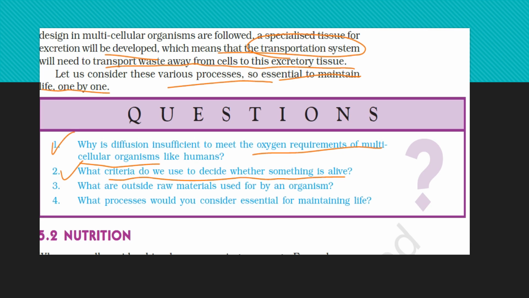Movement, but not in all cases. So just go through the above description that I have told and write related to that only. So what are the outside raw materials used for any organism? Outside raw materials means we need food from outside. That is, nutrition is required from outside for maintaining our full body, for giving energy to our body, for all other purposes or metabolic processes. We need the raw materials, that is food, from outside.